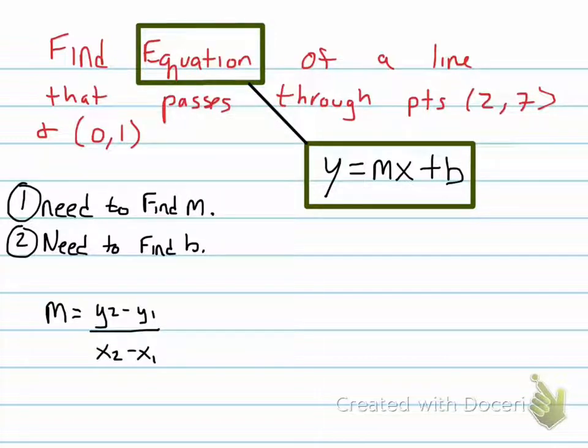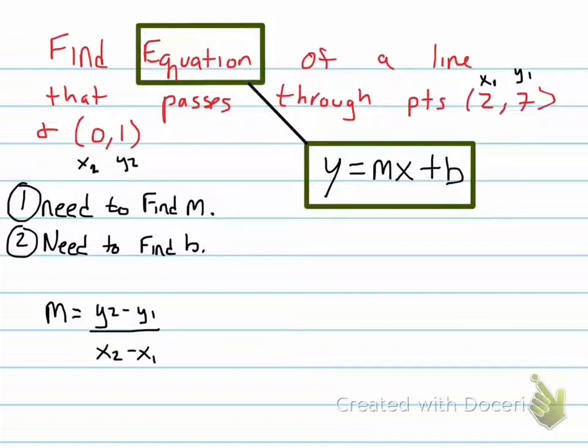So the equation of a line is y equals mx plus b. So we need to find m, and we need to find b. I've started doing some work for you. Let's label these so we don't get confused: x1, y1, and then x2, y2. That's a 2, believe it or not.